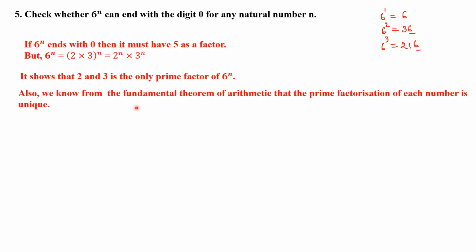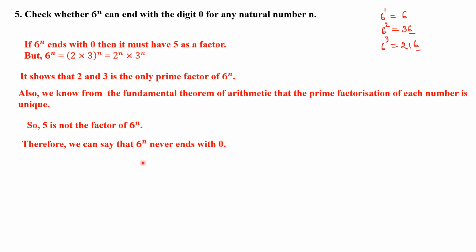And what we know from the fundamental theorem of arithmetic is that the prime factorization of each number is unique. You will not have any other way to do the prime factorization. It means 5 is not a factor. So from here I can say that 6 to the power n never ends with 0. Okay, why? The reason is 5 should be one of the factors, which is not here. Okay, now next move to question number 6.